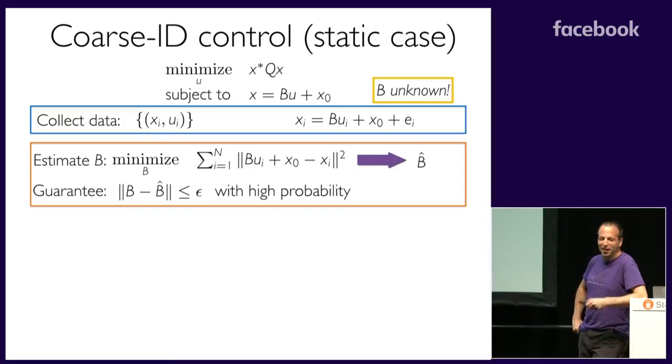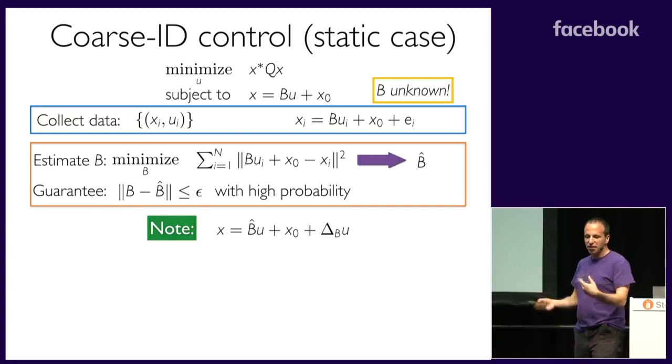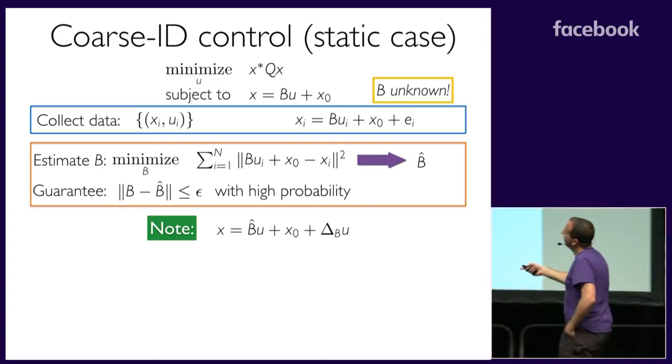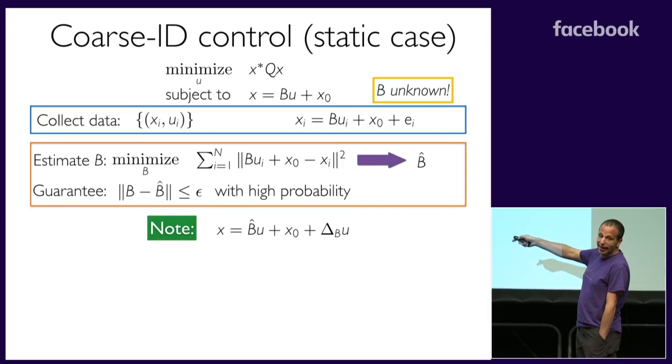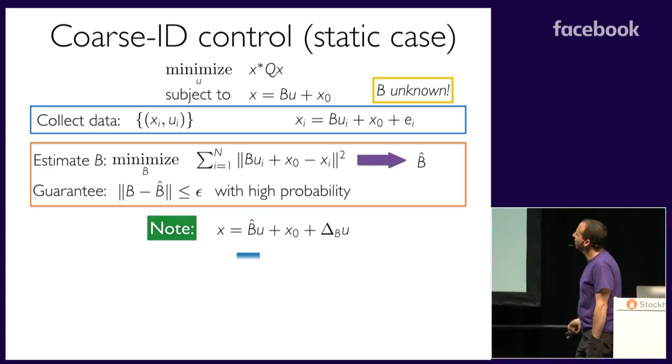Okay, so now here's kind of the idea for how we would actually turn this back into the optimization problem. And all we're going to do is note the very simple fact that if delta B is my error, that's B minus B hat, and B hat is my estimate, then the x here is equal to the x here, because I'm just replacing B with B hat plus its error. This is very naive and silly, but what this lets me do is rewrite the problem into a robust optimization problem.